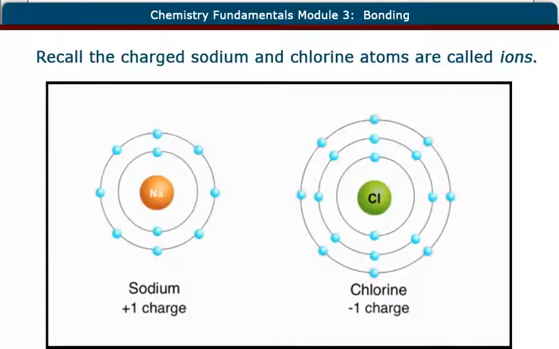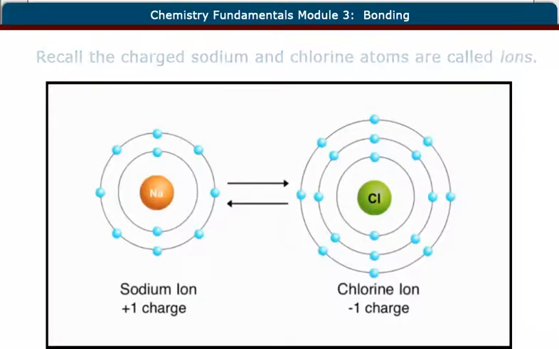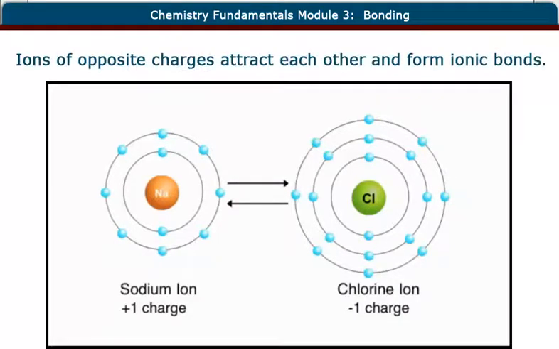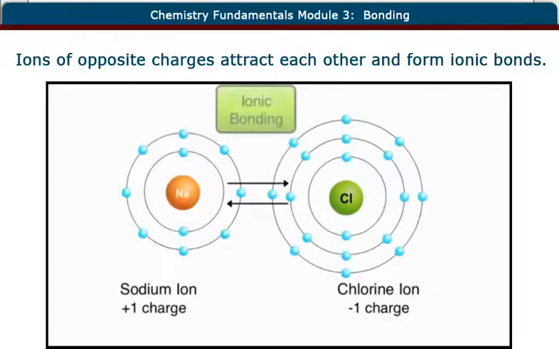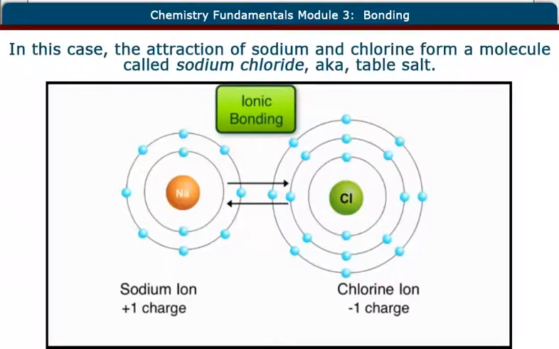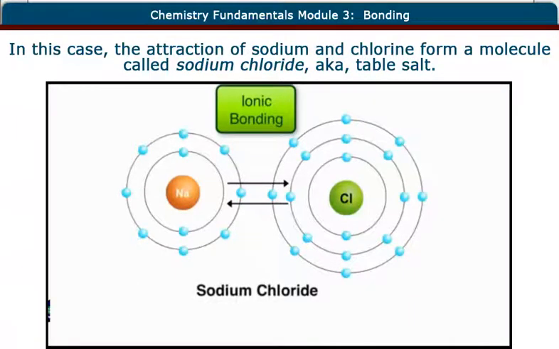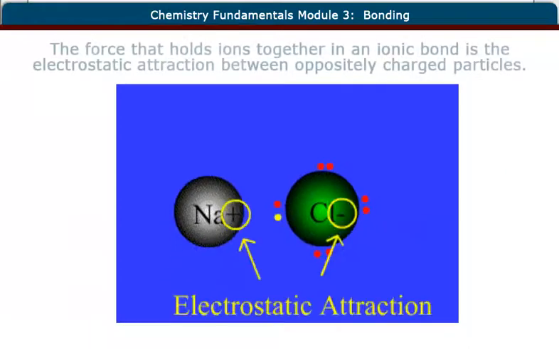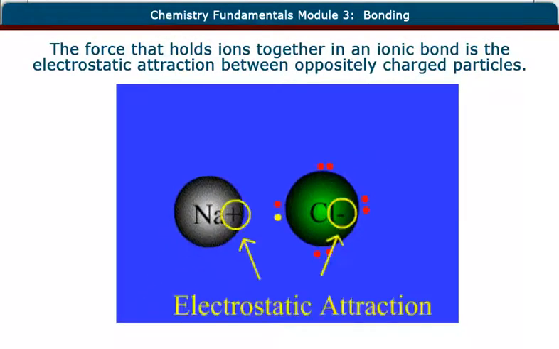Remember, the charged sodium and chlorine atoms are called ions. Ions of opposite charges attract each other and form ionic bonds. In this case, the attraction of sodium and chlorine form a molecule called sodium chloride, better known as table salt. The force that holds ions together in an ionic bond is the electrostatic attraction between oppositely charged particles.